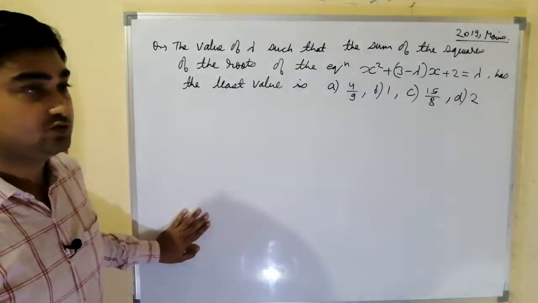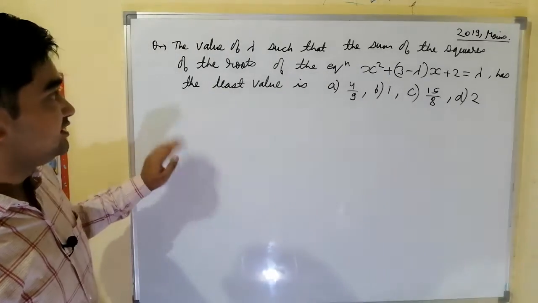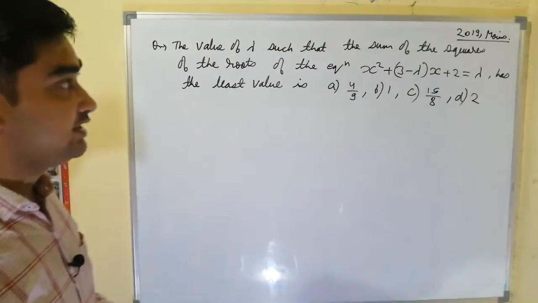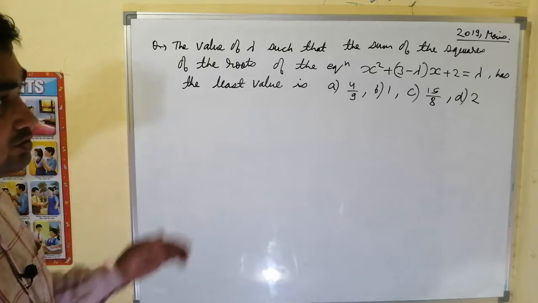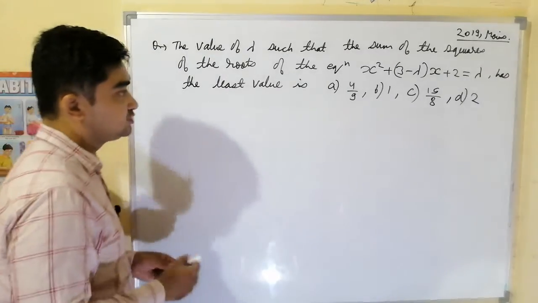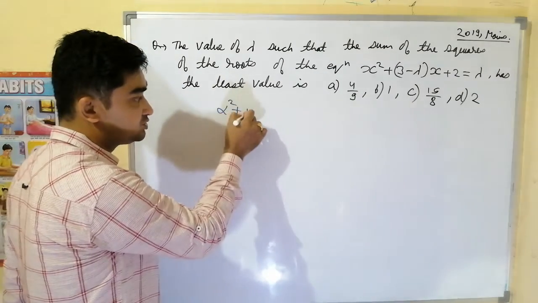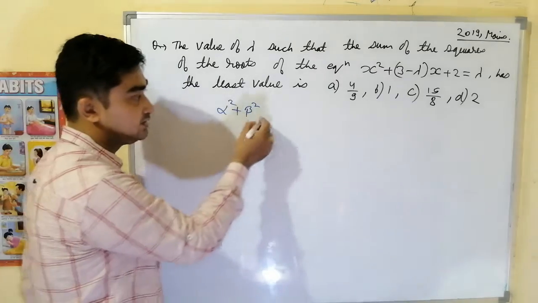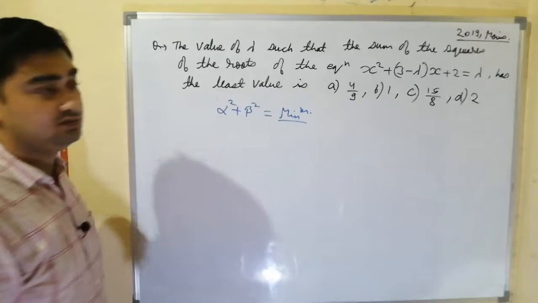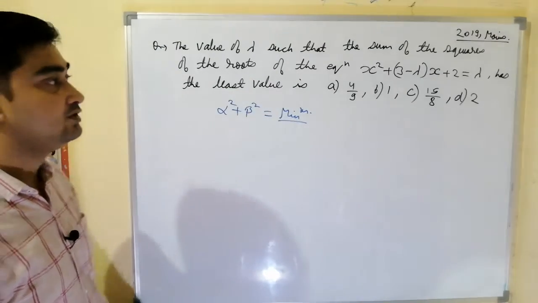Again, the next problem is from IIT 2019 mains. In this problem, we have to find the value of lambda such that the sum of the squares of the roots of the given quadratic equation has the least value. Let us assume the roots are alpha and beta, then the sum of the squares of the roots, that is alpha square plus beta square, should be minimum. We have to find the suitable lambda such that this becomes minimum.